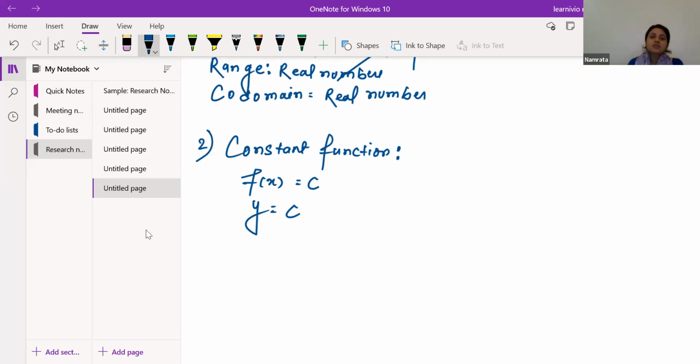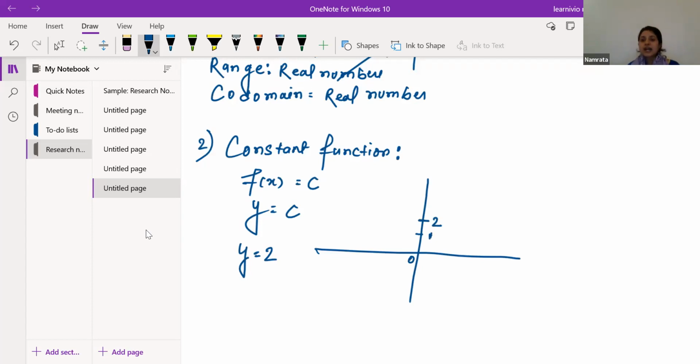So the graph of this constant function, when you plot the graph of y is equal to 2, let's say, you will get a straight line. Here y is 2, here y is 1, this is 0. So you will get a straight line parallel to the x-axis. That means the graph will be like this.